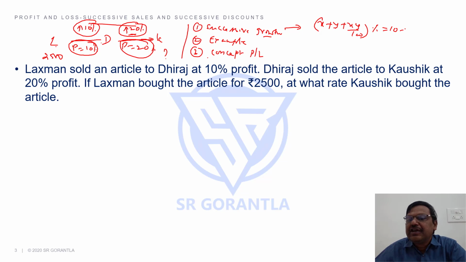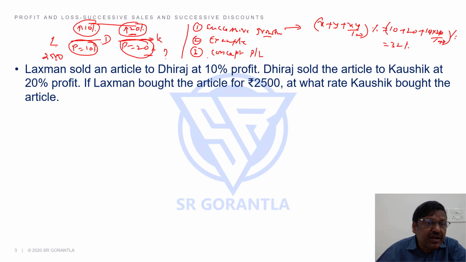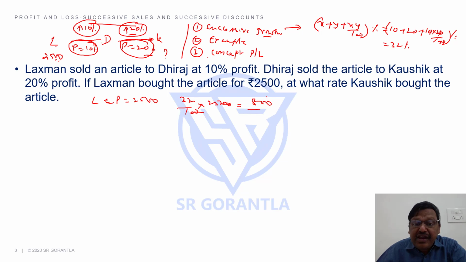If I apply this, what happens? 10 plus 20 plus 10 into 20 by 100%. If you simplify, it will be 32%. That means the cost price of Kaushik will be 32% more than Lakshman's cost price. Lakshman's cost price is 2500. 32% more means what is 32% of 2500? You can see here 25, 32 is 800. So 800 rupees it increased finally. So 800 rupees increased from 2500 means Kaushik's cost price will be 3300.